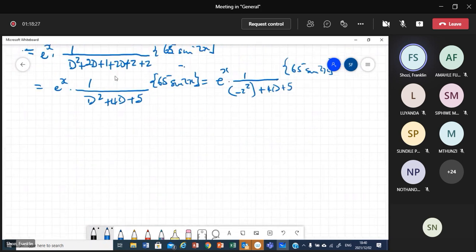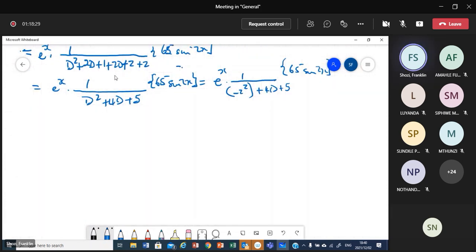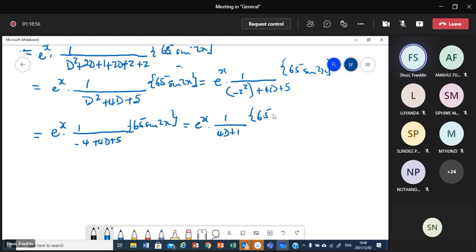Next. Then we have e to the power x, 1 all over. That will be minus 4 plus 4D plus 5. The action is on 65 sine 2x, which gives us e to the power x, 1 all over what? 4D, 5, and that will be what? That is plus 1. The action is on 65 sine 2x. Again, rationalize the denominator because we still have the trig function, but this D is not D squared.